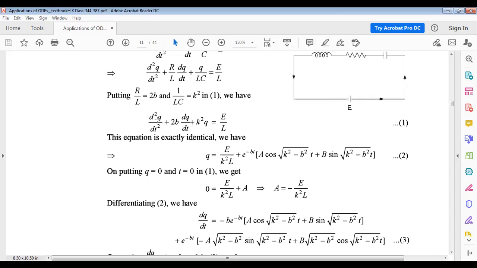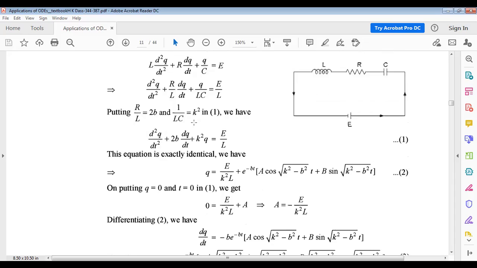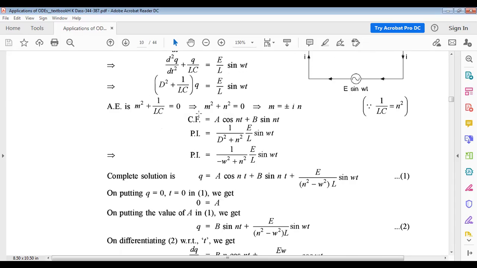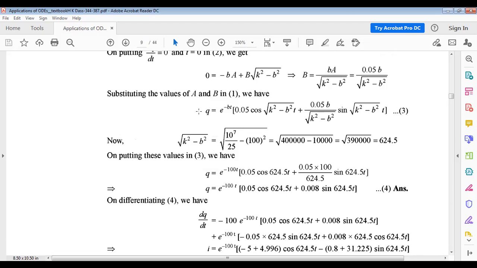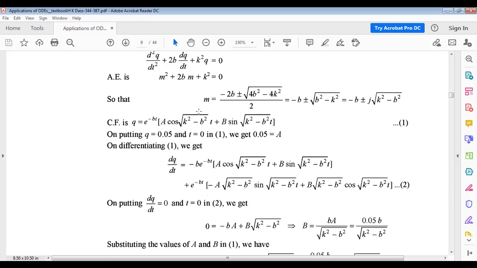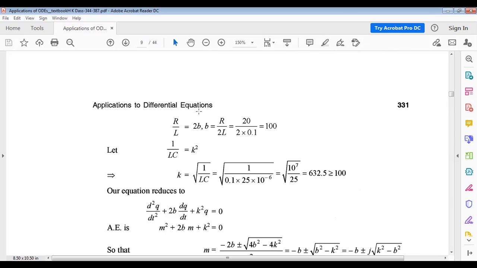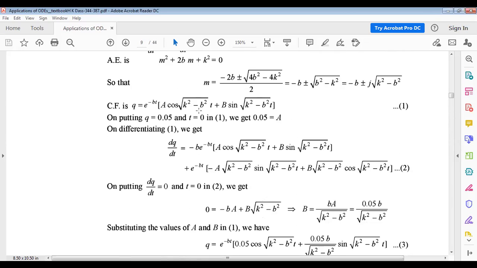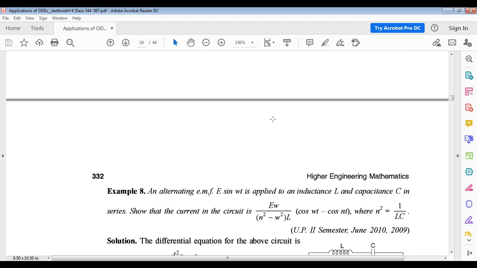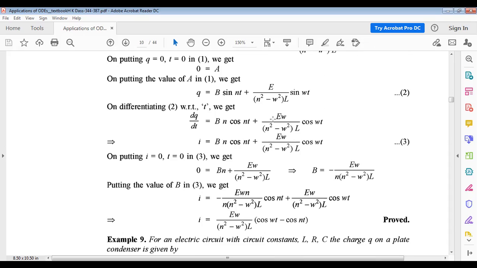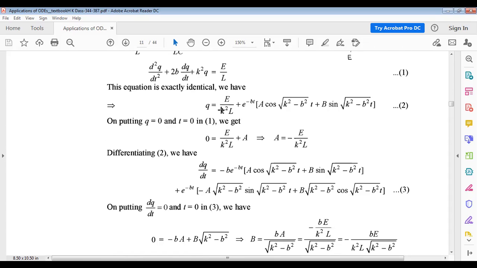There is no need to solve it again because we have solved these types of equations in our previous example. This solution I have written, understand? This is the complementary function, and the particular integral will be very easy for you. So we have written this solution Q.